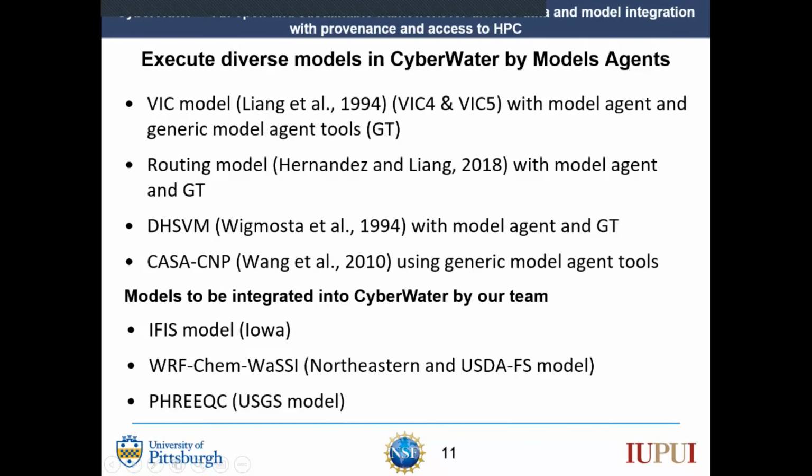The DHSVM model is a high-resolution hydrologic model. Another model is CASA-CNP. This is a biological model. CASA stands for Carnegie-Ames-Stanford Approach model, which deals with carbon, nitrogen, and phosphorus cycling.